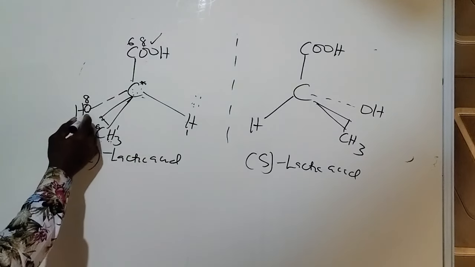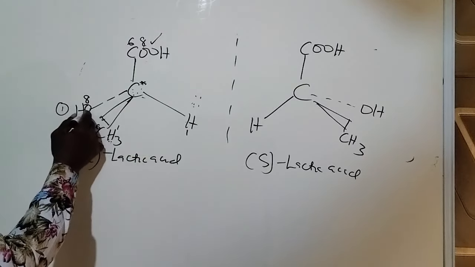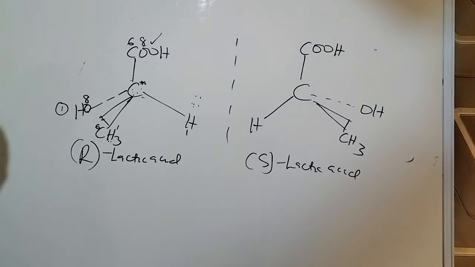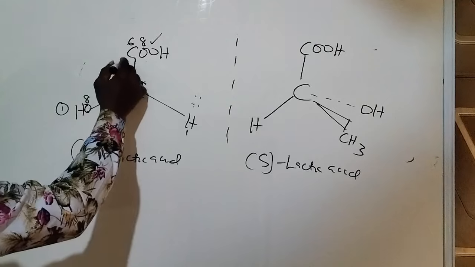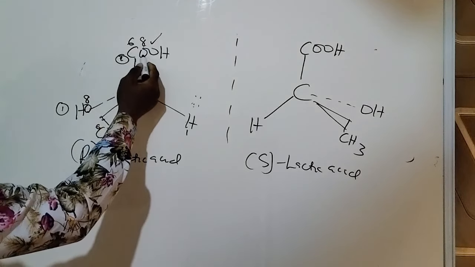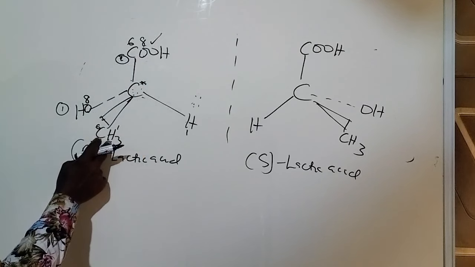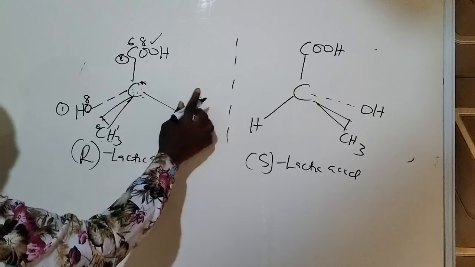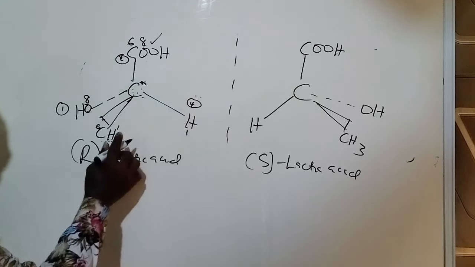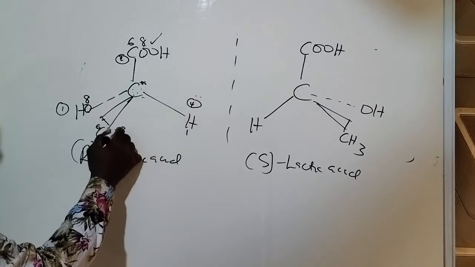So this hydroxyl is number 1, also being the highest in atomic number. This is number 2 because the second oxygen is more than hydrogen, it has a higher atomic number than hydrogen. This is number 4. Number 4 is small, while this one now comes out as number 3.